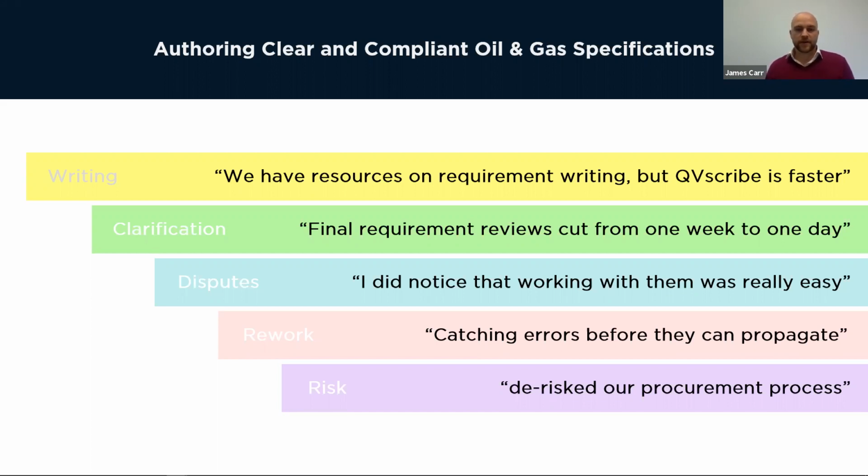In terms of rework, in one of our case studies, they talk about being able to catch errors before they can propagate into later stages of development. And so it saves you at that level. And then this level of risk. So de-risking your procurement process from the beginning by taking those steps to make sure everybody's on the same page. So when we're talking about this problem of vague requirements or unclear requirements, it's not just at one specific level where people are feeling the pain.